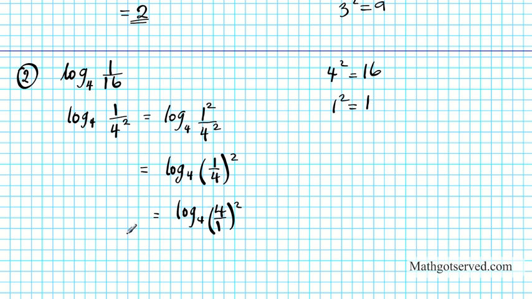Okay, I can write 4 over 1 as just 4, so this I can just write as log base 4 of 4 to the negative 2. When you reciprocate, you switch the sign of the power, right? So this becomes negative 2. So now these are identical, so these two cancel out, and your final answer is negative 2.